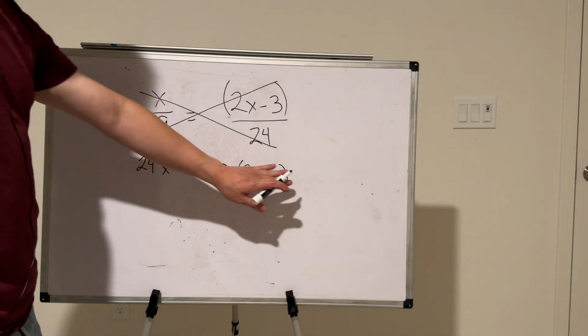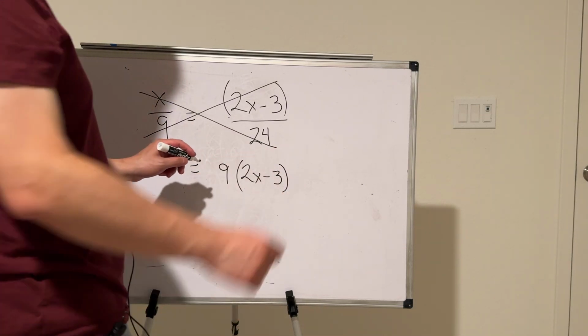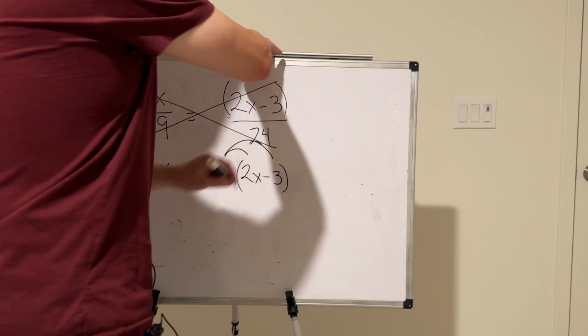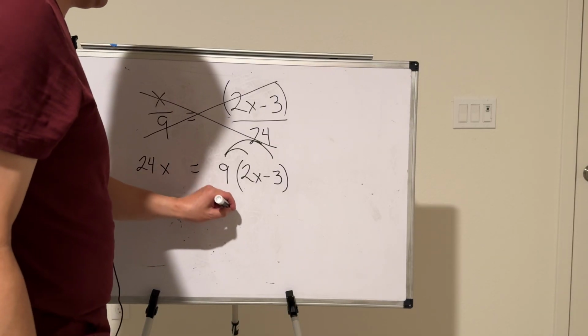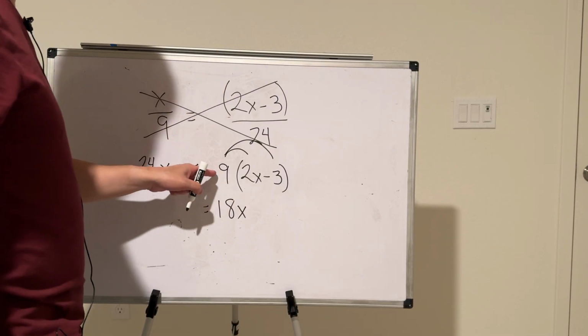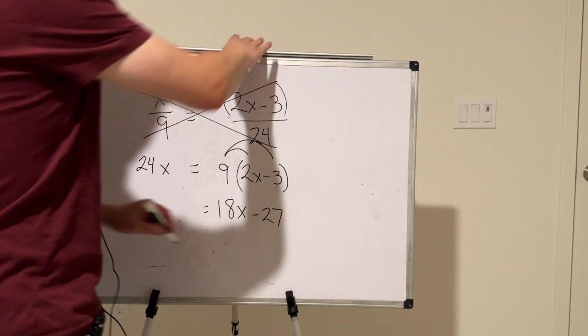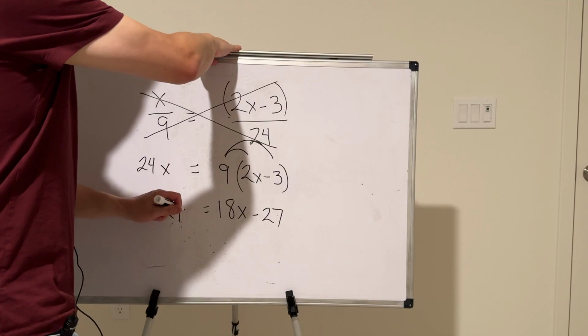To get rid of the parentheses, I'm going to use the distributive property, and the distributive property requires that I do this little rainbow thing. This is a 9 times positive 2x, that's 18x. This is 9 times negative 3, so that's a negative 27. And on the other side, I have a 24x.